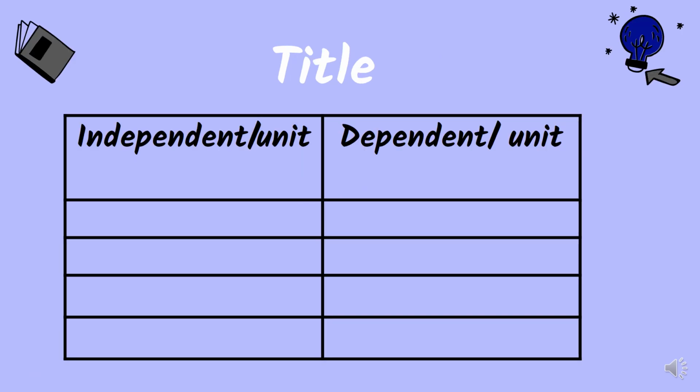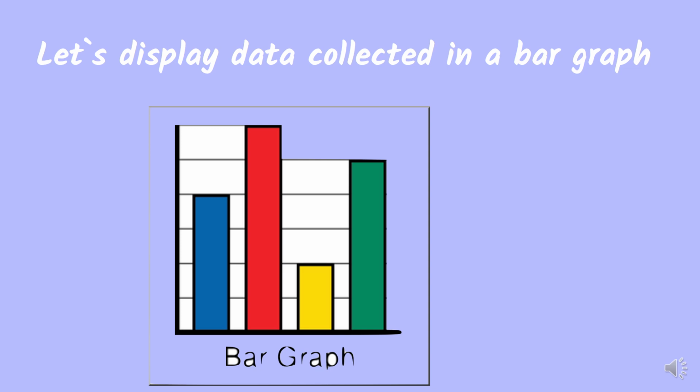Now here you should write the title up, and here on the left the independent, and here the dependent. Let's display the data collected in a bar graph. Here, after we finish the table, we can use this graph also to show the data collected here in columns.